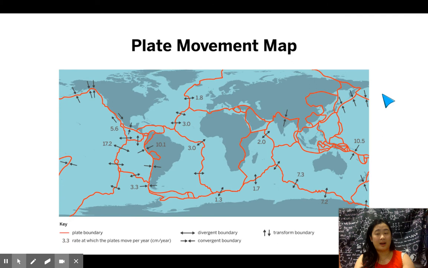Today, after this part, in part 3, you are going to take a look at the simulation and gather your own data to figure out the rate of the plates yourselves, and how much they move in a certain amount of time.